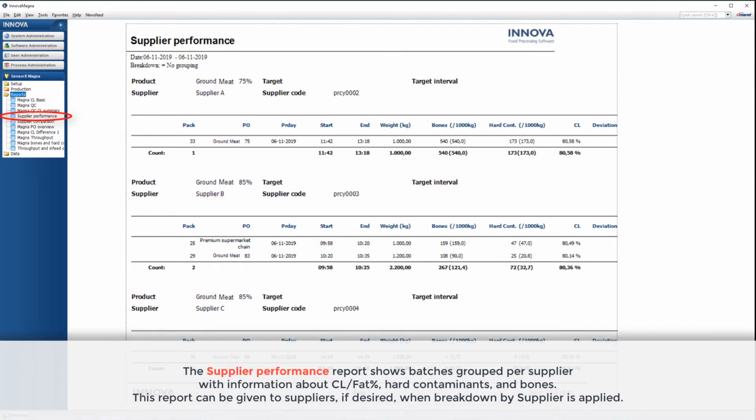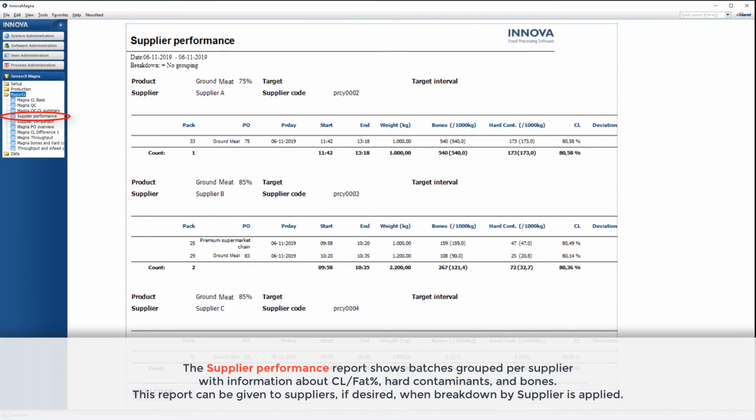The Supplier Performance Report shows batches grouped per supplier with information about CL versus fat percentage, hard contaminants, and bones. This report can be given to suppliers if desired when breakdown by supplier is applied.